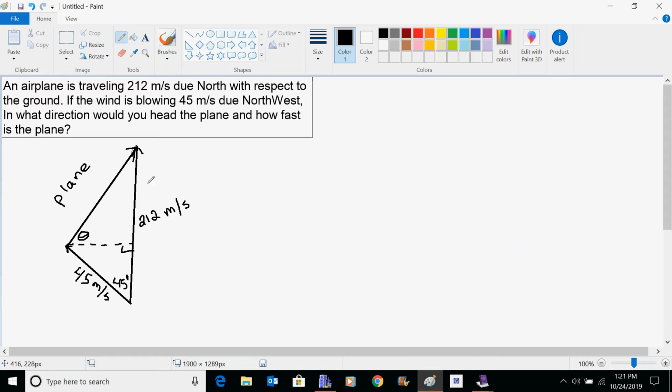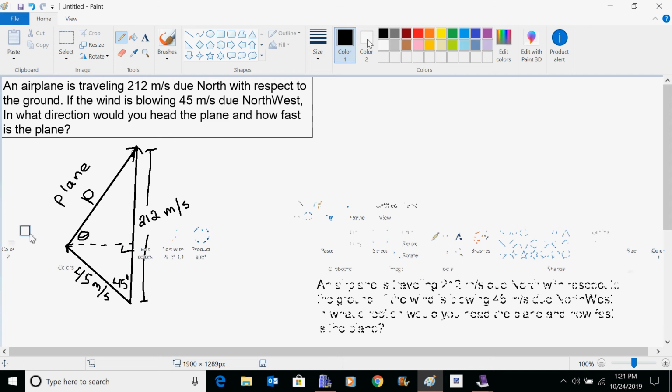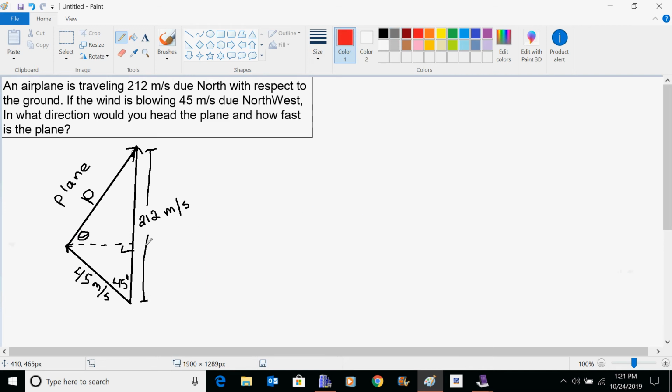It would be this way, this way. But we also need to be able to solve for this. I'm going to call it, I guess, P for the plane's part. And so in this, 212 is our whole speed, this whole piece. Okay? But we need some things to help us. We need to get us into this triangle. So we need this part. Is there any reason that we would need this part? Yes. Why would we need this part?